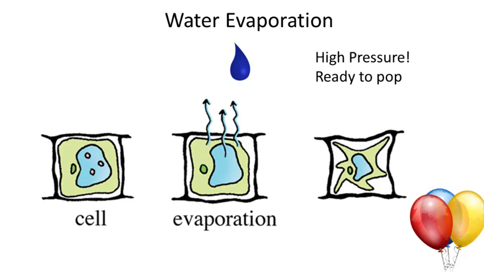So the second way is by water evaporation. If you look at this picture, here's the cell, and the water is leaving or evaporating out of the cell. And so the cell starts to shrink and shrink as the water leaves, but the seeds are still in that plant. There is high pressure just because there's less room for the seeds in that dehydrated or dried up seed pod. And what happens again, you get high pressure, and eventually, just like the balloon with that high pressure, that seed pod will pop.